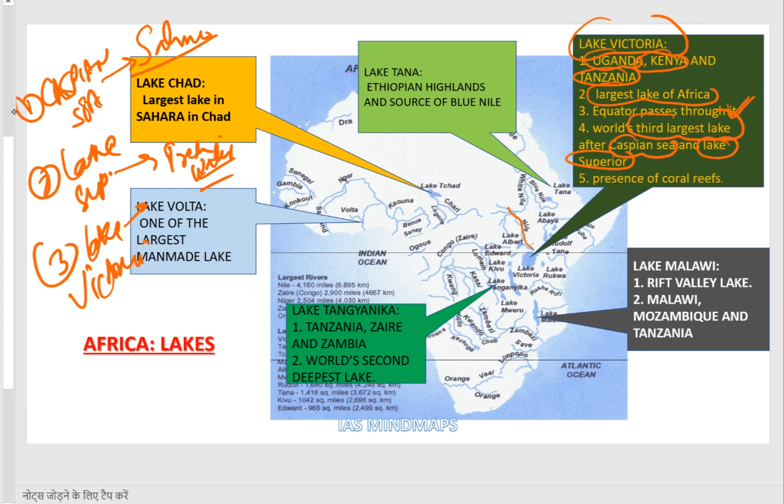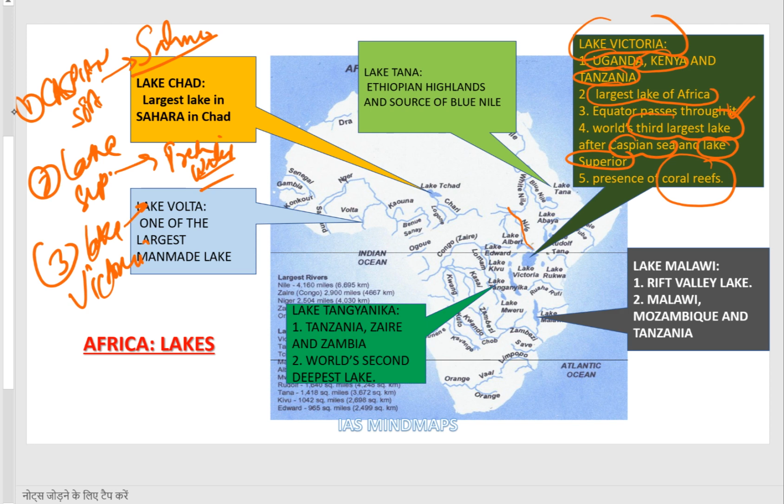Also, coral reefs are present inside Lake Victoria. So that makes it very, very important point to note. Coral reefs are majorly found in the sea. And this is an exception out here. Coral reefs lying in the fresh water of Lake Victoria. It's an exception. You must memorize this fact.